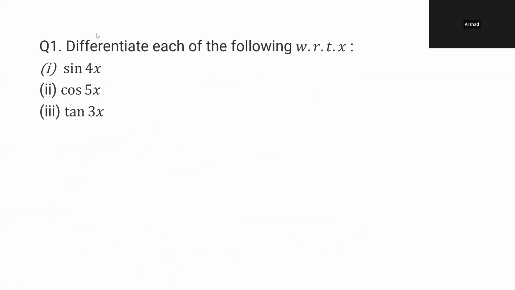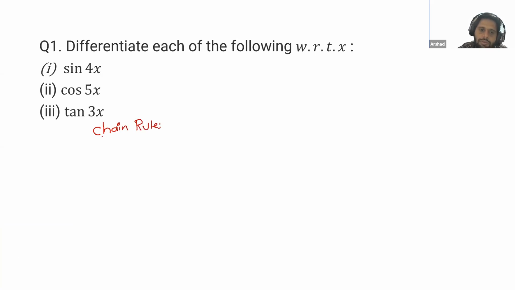Next, we have the chain rule. This is very, very important. So what is the chain rule? Please check here. Suppose you have a function y is equal to sine 5x. Now this sine 5x consists of two functions. First is sine x and next is 5x. This function sine 5x is constituted of two functions, sine x and 5x.